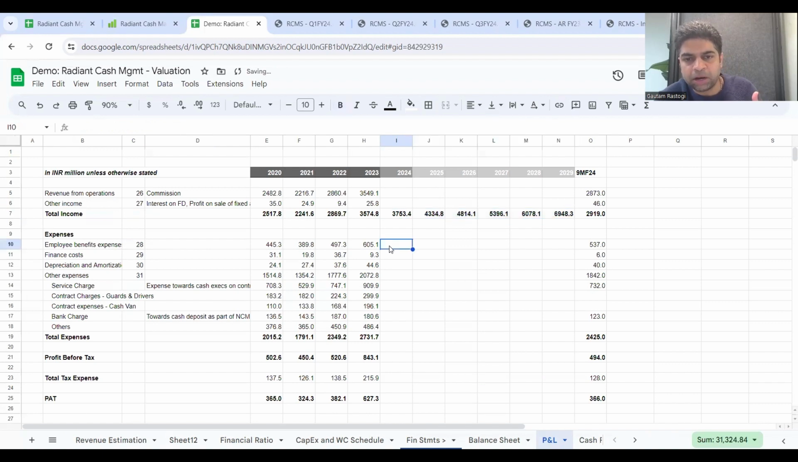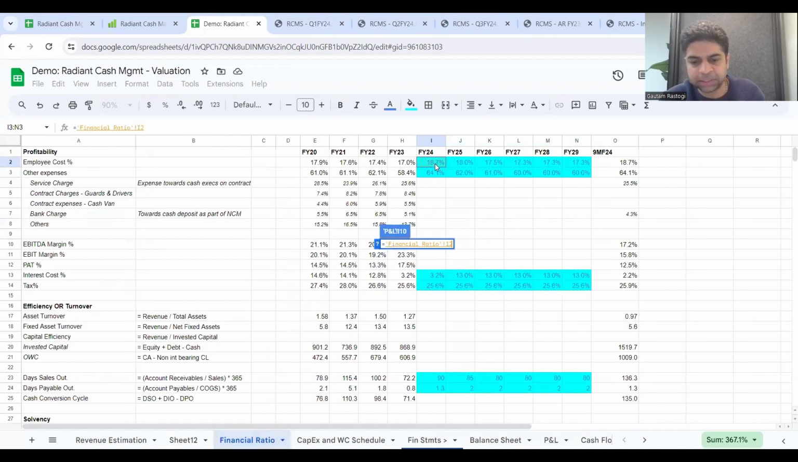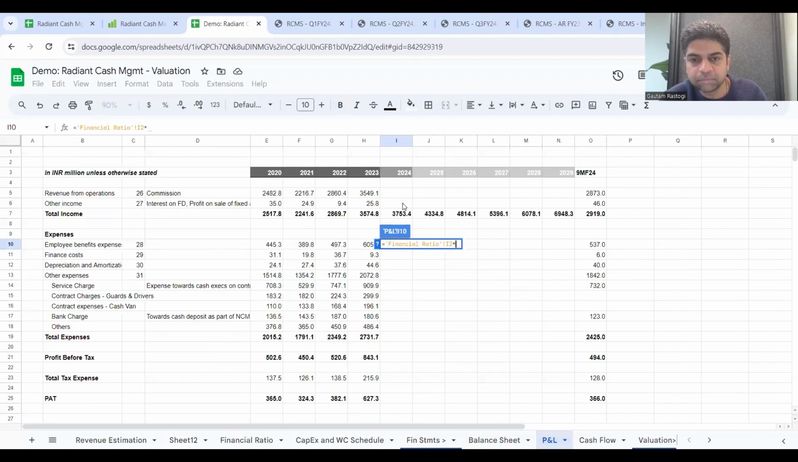Okay, and now my employee benefit expense, let me do that. I'm just making sure I'm getting recorded. Yes, my employee benefit expense, I'm just linking. मैं link कर रहा हूँ बस, और कुछ नहीं कर रहा. Employee benefit expense times my revenue. Okay, and let me drag it.